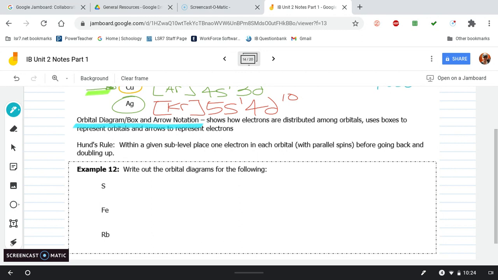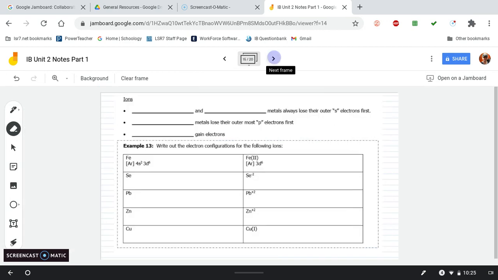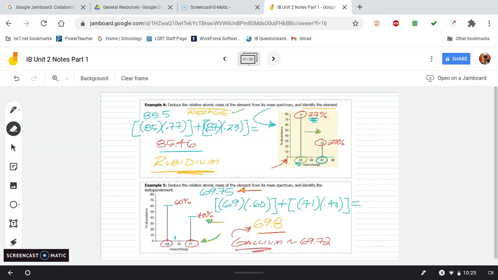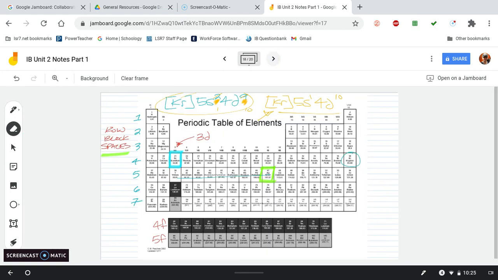So it says write out the orbital diagrams or box and arrow notation. Two words for the same thing. We're going to draw that out for sulfur, iron, and rubidium. I'm going to do this on a different page just so that I have space. One thing to recognize here is that these cannot be abbreviated. They have to be written out fully. That's just sort of a bum deal on these.